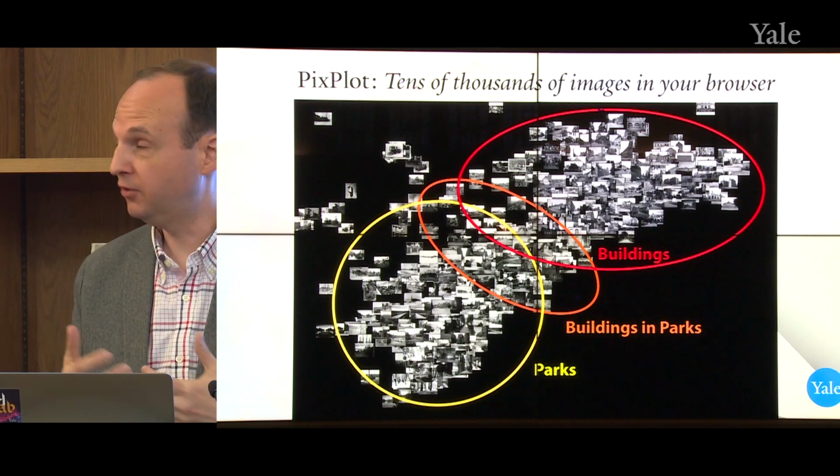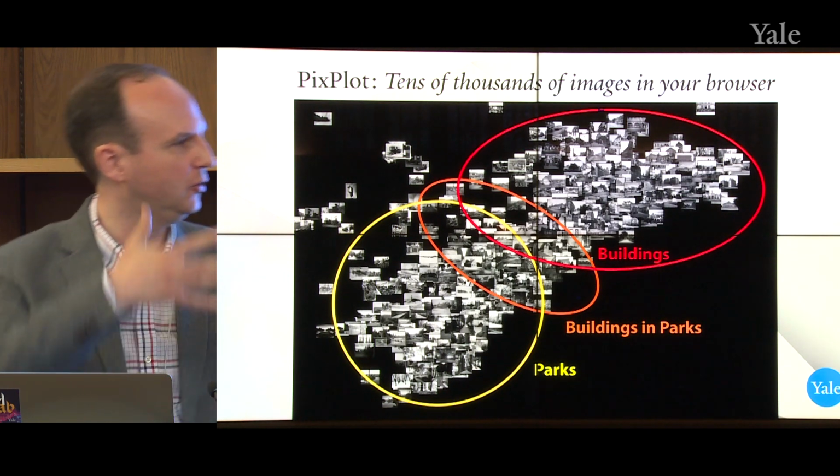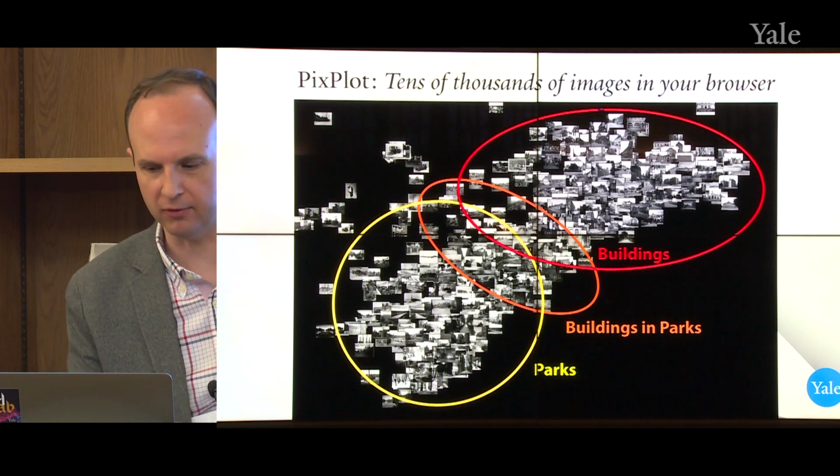And UMAP, a dimensionality reduction algorithm, was able to somehow collapse these two lines into a much smaller space that still preserves this spectrum.